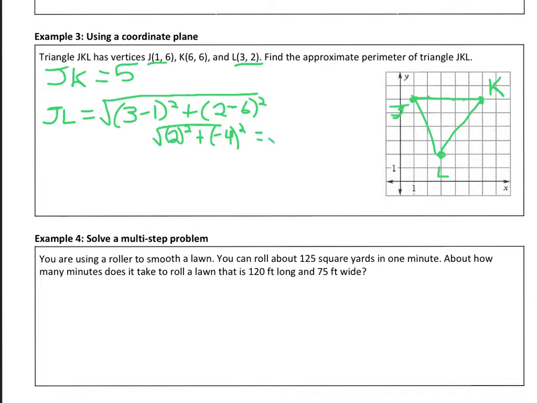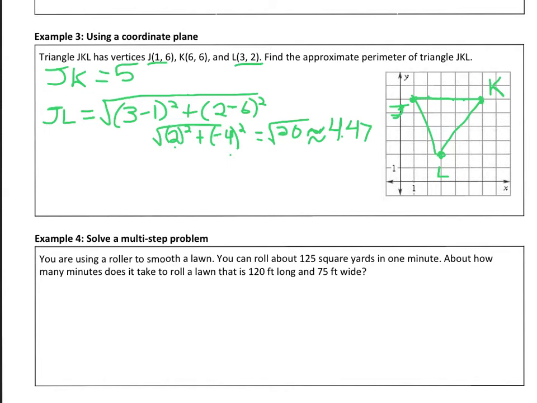That would become the square root of 2 squared is 4. Negative 4 squared is 16. So that would be 4 plus 16, which would be 20. And the square root of 20 is about 4.47. So that's the length of JL.